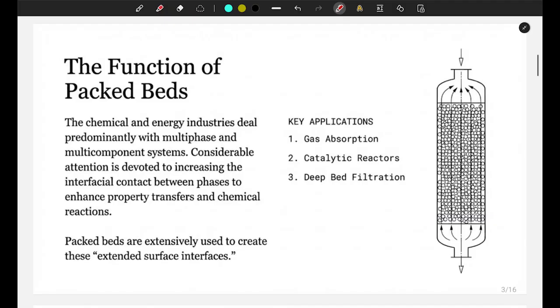So let's understand the functions of packed beds. Packed beds are widely used because they provide very high surface area, and we can also here see the diagram of a packed bed. And why is this important? Because all transfer processes happen at interfaces. For example, in gas absorption, gas dissolves into liquid across a surface. In catalytic reactors, reaction occurs on the catalyst surface. And in deep bed filtration, particles get trapped within pores. So packed beds essentially maximize interaction between phases. That is why industries prefer packed systems over empty pipes.